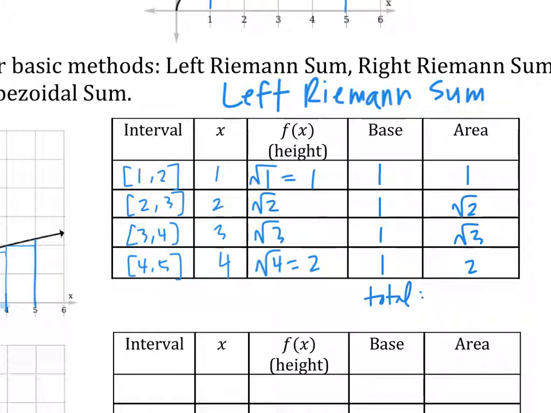Okay, what did you guys get for the area? 6.14626. Okay, 6.146. All right, so that is the left-hand or left Riemann sum. Is it an overestimate or underestimate or exact of the actual area? Underestimate, right?